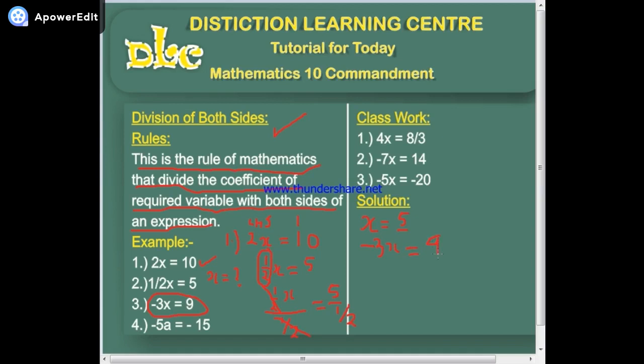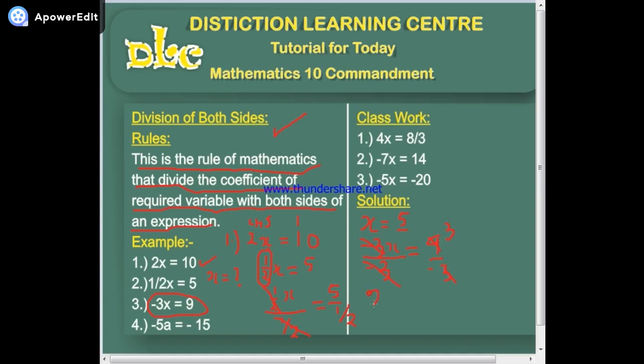So what are we going to do here? You just divide both sides by the coefficient of x. And what is the coefficient of x there? That is minus 3. So you divide both sides by minus 3. This minus 3, we cancel this minus 3. So what will now remain? And this 3, we cancel. How many 3 can we see in 9? That is 3.